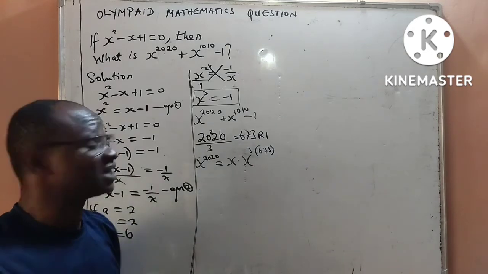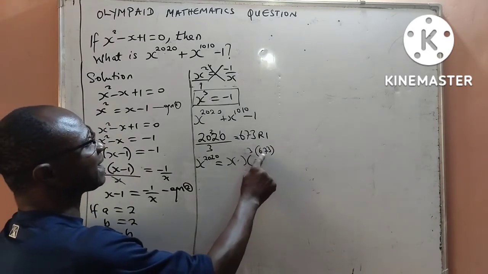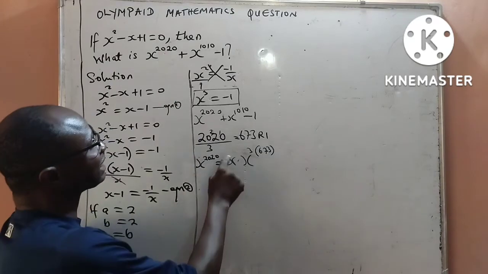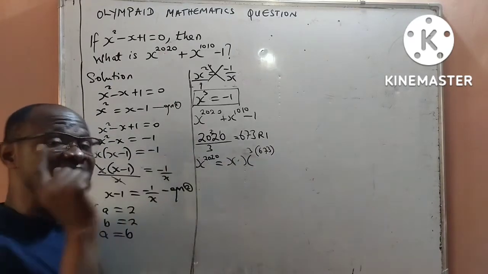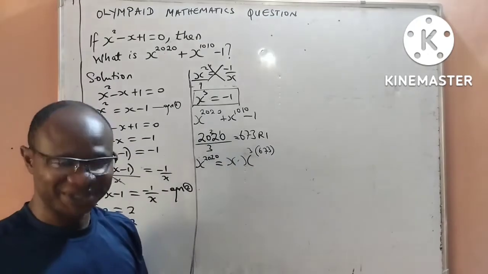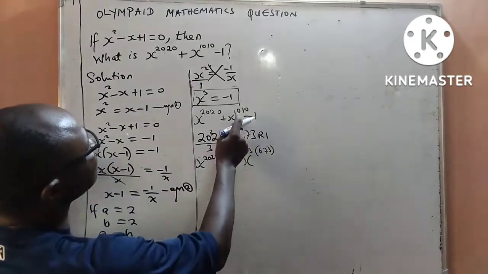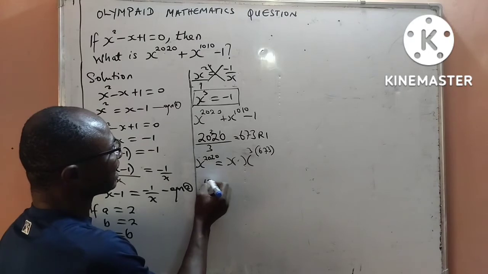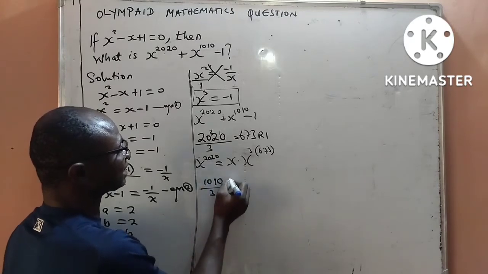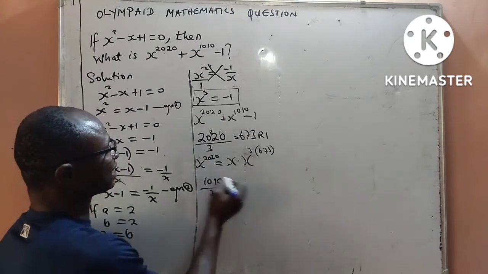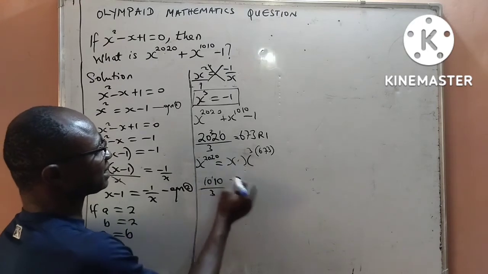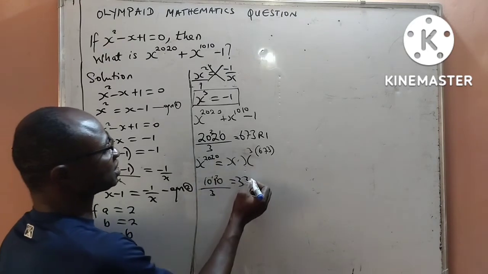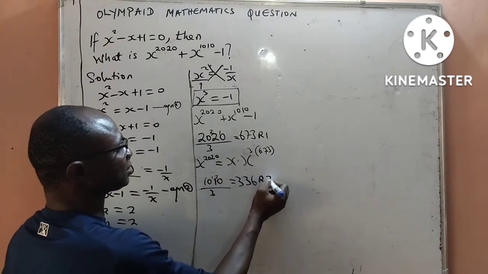So by law of indices, if I multiply this 3 by 673 and add this power 1 here, it will give me exactly x raised to the power 20. Also, this x raised to the power 10, I can write it by first dividing 10 by 3: 3 into 10 is 3, remainder 1, 3 into 10 is still 3, remainder 1, 3 into 20 will give me 6, then remainder 2.